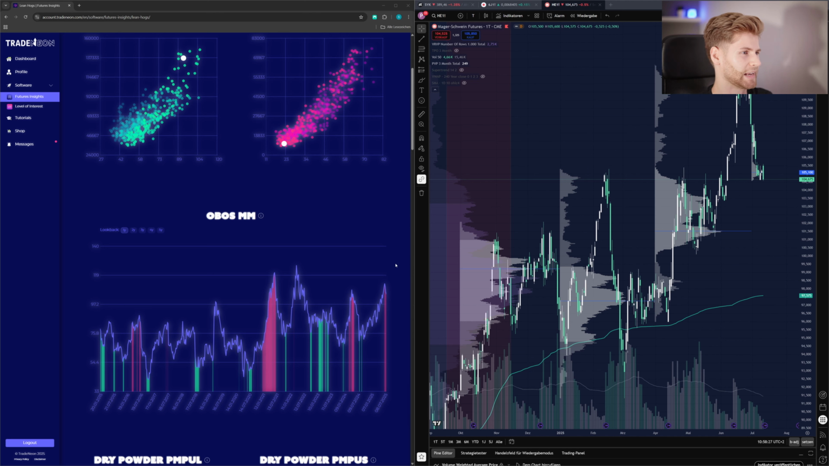But with this out of the way, let's have a look if the OBS chart for the managed money set is even giving us a short signal. Already looks like it. Yes, we get a 90% signal, which simply means that this is the 90th most extreme signal that we got from the last year.